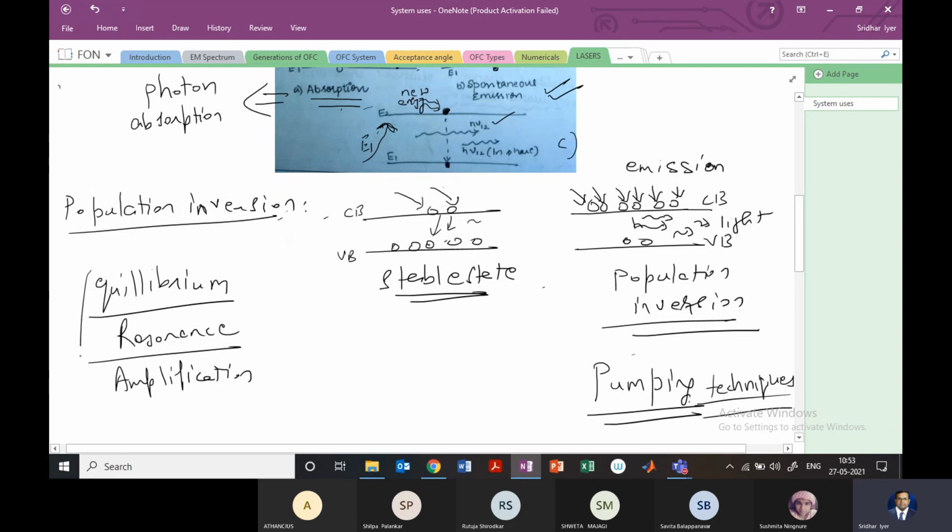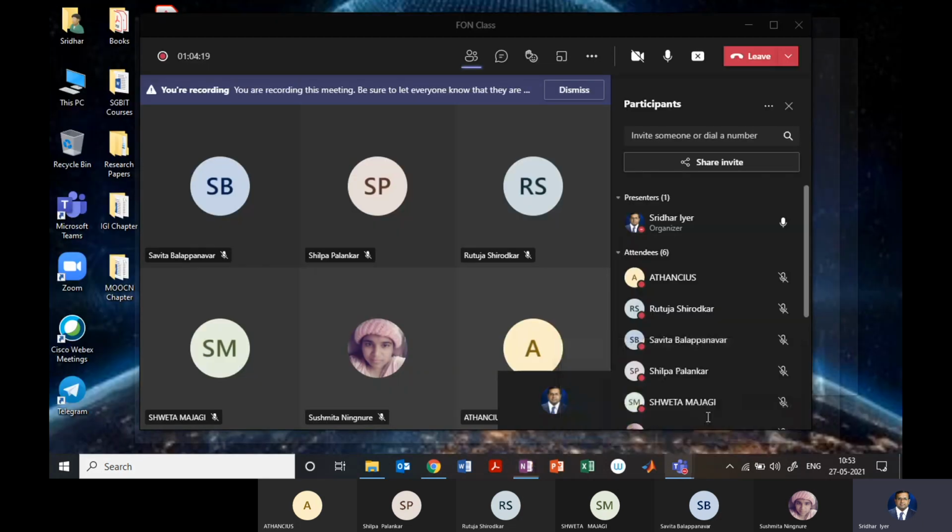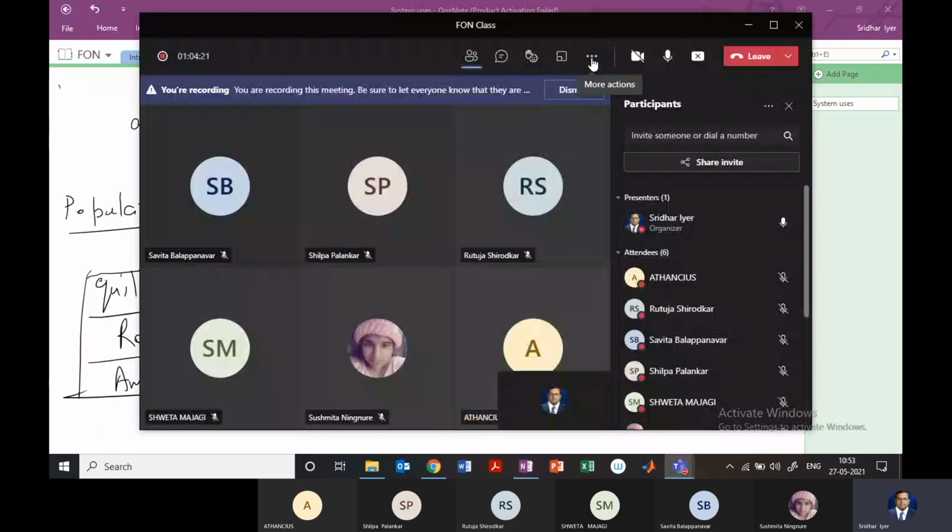All of this needs a particular state, and when we are pumping, we need to ensure that these equilibrium states are met. This involves some kind of mathematics, and then we can discuss the types of lasers which are specified in your syllabus. So this is the way in which the lasers are going to operate.